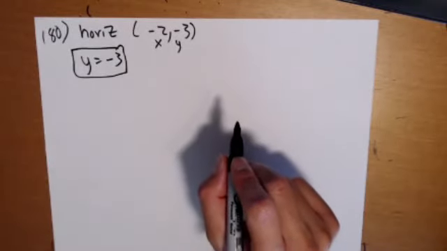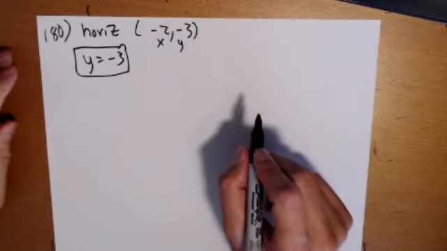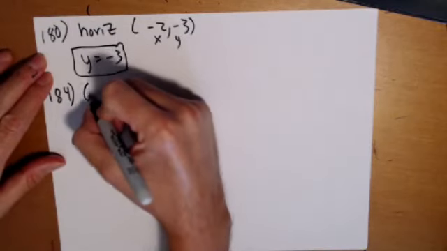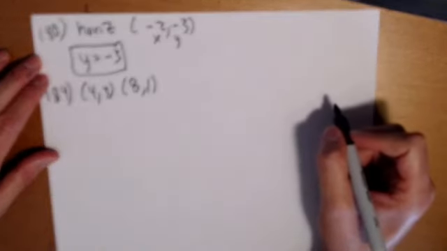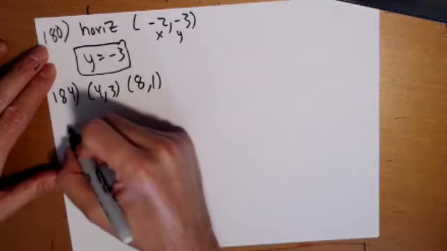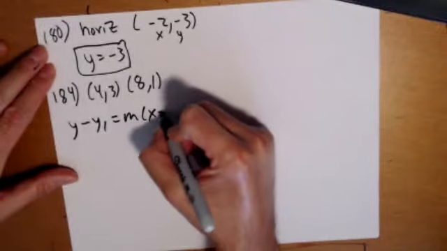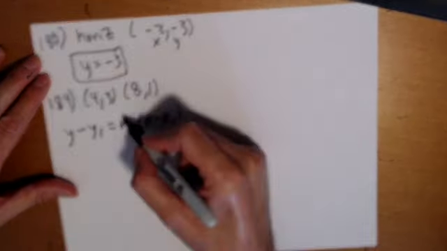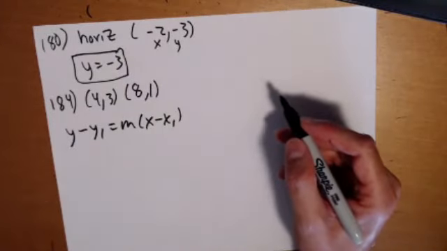Okay. Ooh, 184. This section is tough, folks. 184 goes to the point 4, 3 and the point 8, 1. Write the equation in slope-intercept form. So it's just like what we were doing before: y minus y1 equals m times x minus x1. Except they don't straight up give us the slope, and instead of 1 point, they give us 2 points. So it's a little confusing.